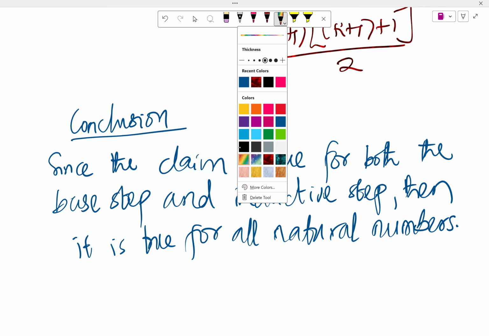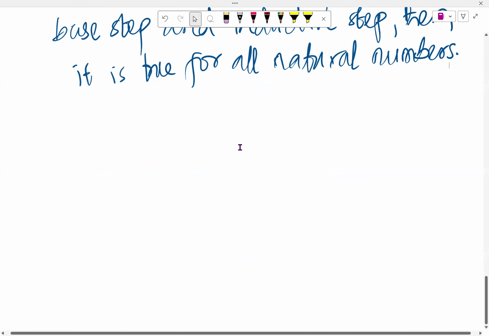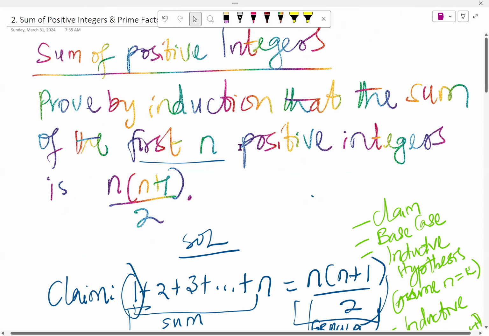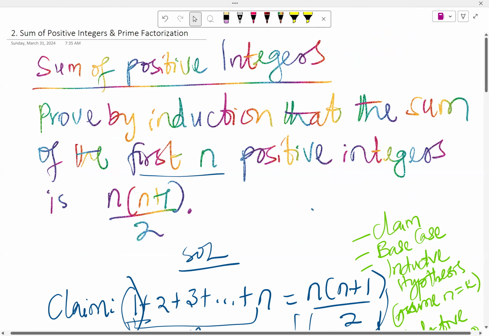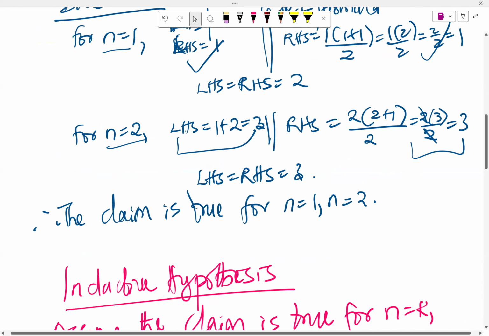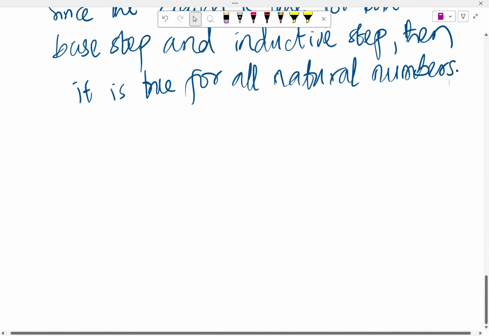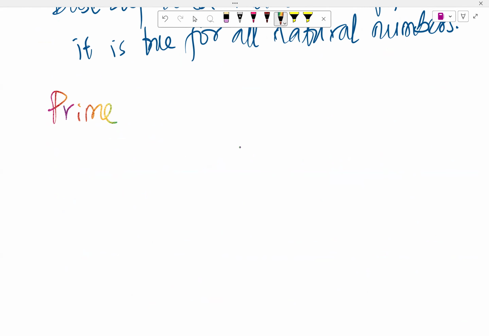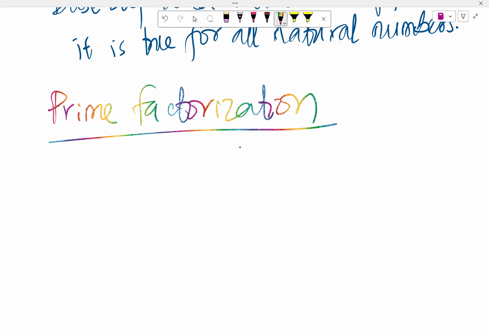Okay, so let's go ahead and talk about this lesson. In this video, our focus is on sum of positive integers and prime factorization. So we have a question related to prime factorization. Prime factorization is the next question. Very simple thing, but it requires logic, just like you already know. Mathematical induction is all about logic. It's all about writing proofs.